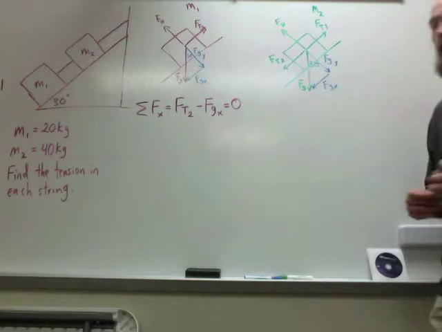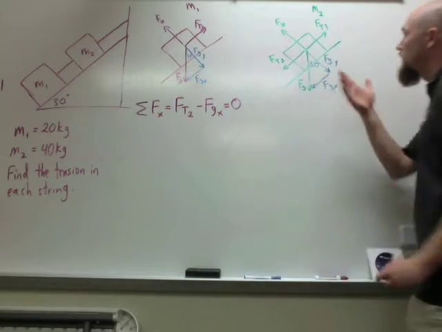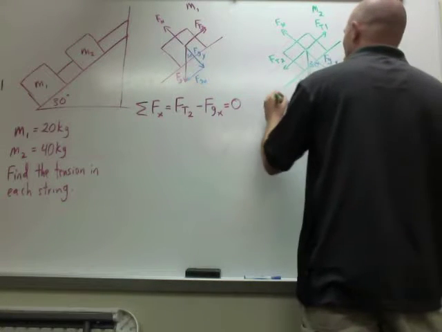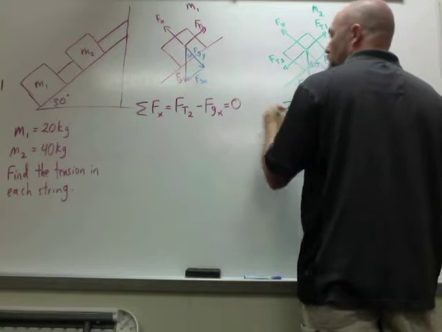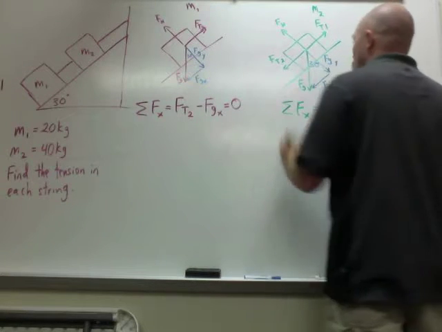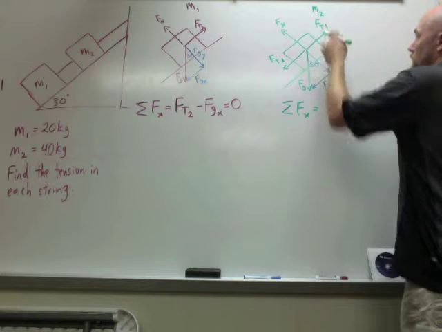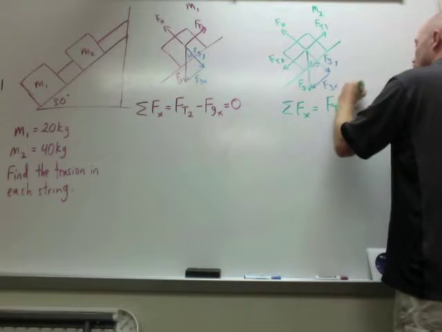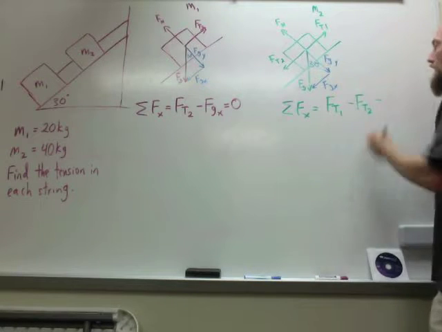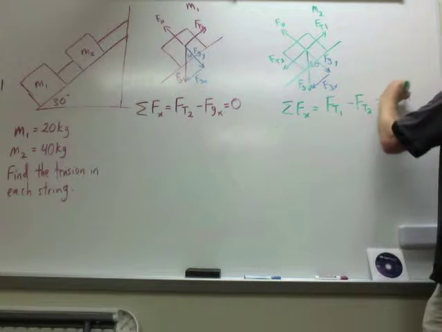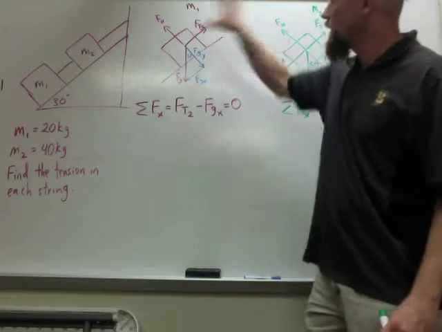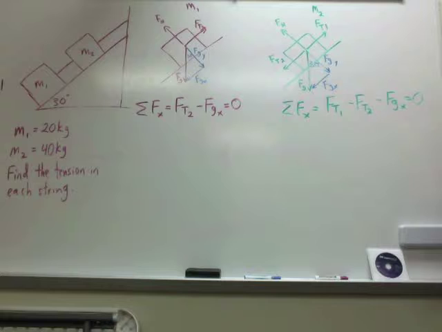If I do the same for this one, now this one's a little more fun because there's one more variable there, one more force. For this one, I am going to get FT1 minus FT2 minus FGX, and that equals 0. So again, the hard part: free body diagram, equation, free body diagram, equation. Now it's just a matter of plugging in some numbers.